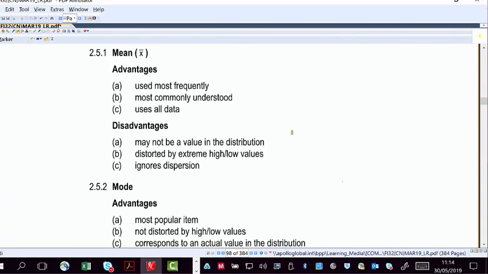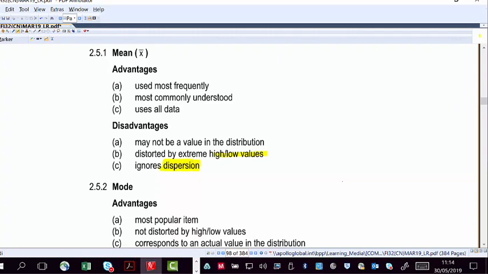It's just an averaging calculation. It can also be distorted by extremely high or low values. So again, if we use the example of mileage, one recording of a very, very high mileage will push that average up significantly. And finally, it ignores dispersion, and dispersion is a key term that we're going to start to consider.